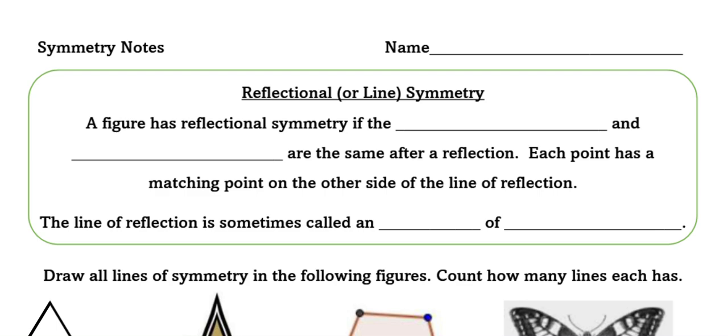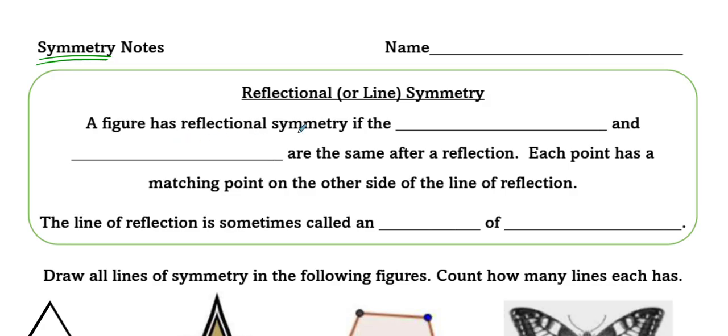Here we're going to be learning about symmetry. So we're going to be talking about two different types of symmetry, reflectional symmetry and rotational symmetry. And the idea is really the same, that after a reflection or after a rotation, the figure looks exactly the same as it did before the reflection or rotation.